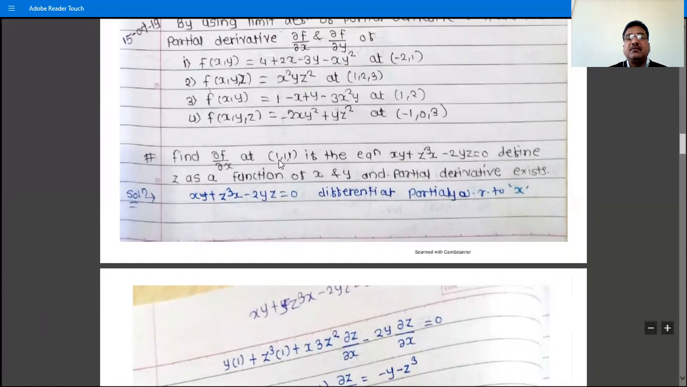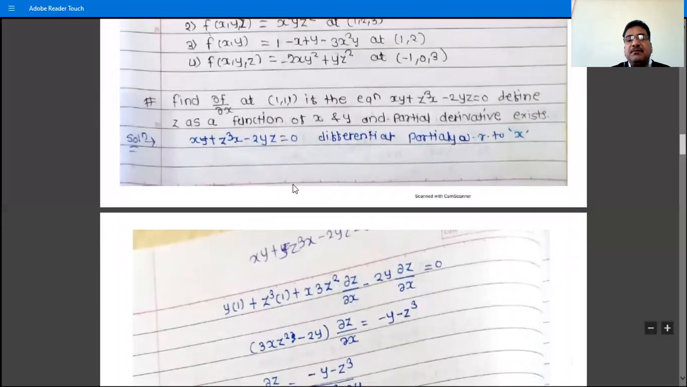Find ∂z/∂x at (1, 1, 1) if this is the function. Here the function is not given, the equation is given. Here a function is given. So there is a difference between these two problems. Define z as a function of x, y. So z is a function of x and y, while here, if you observe, this is a function of x, y, z, that is, x, y, z are independent. And here z is dependent on x and y. Z is the function of x and y, so these are actually 2 variable functions. So this equation is given, and there is a difference between this problem and this problem.